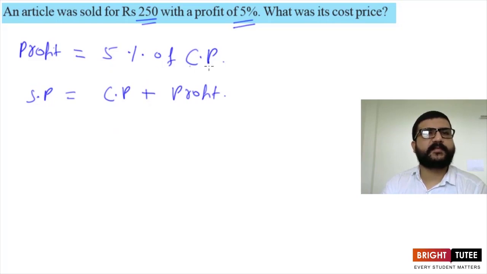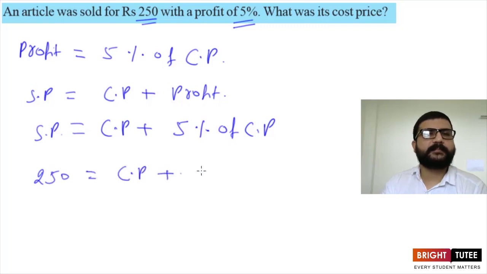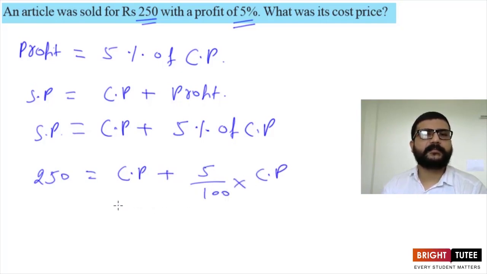So here in this case profit is 5% of CP. So this will be CP plus 5% of CP. Now SP is already given to us. What is it? It is 250. So it means we are having 250 is equal to CP plus 5 upon 100 into CP.